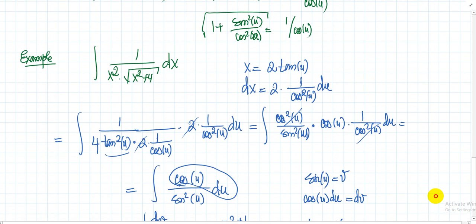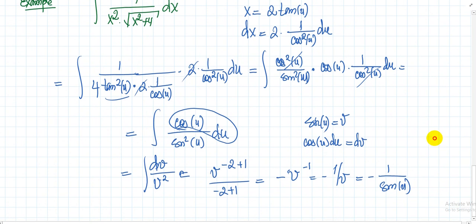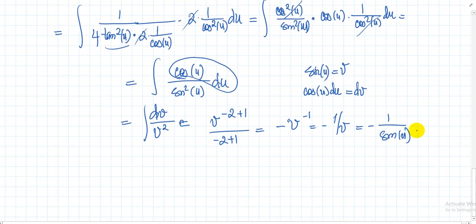What was the u? This is 1 over 2 arctangent of x squared, right? You can resubstitute everything back at the end. Okay? This is called the trigonometric substitution.